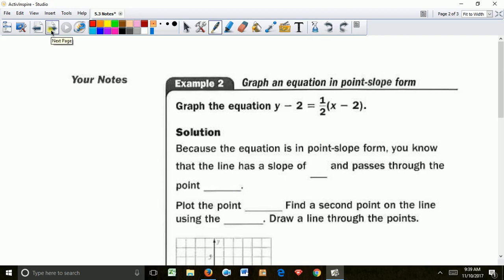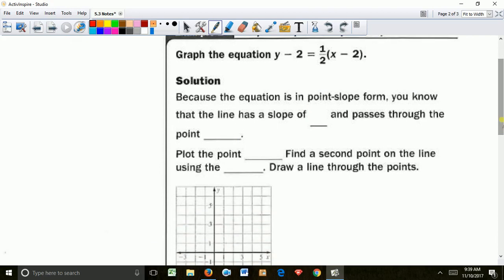Moving on to example 2, here they want you to graph an equation in point-slope form. So here you have y minus 2 is equal to 1/2 times x minus 2. Because the equation is in point-slope form, you know that the line has a slope of 1/2 and passes through the point 2, 2. In this case, your x1 is 2 and your y1 is 2. So first things first, you do want to plot a point at 2, 2. Next, you do want to find a second point on the line using the slope.